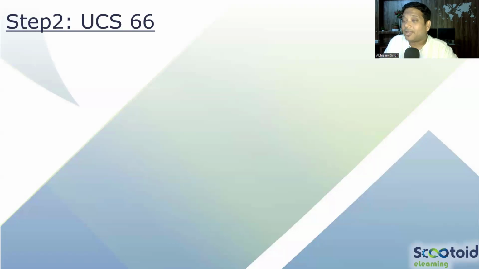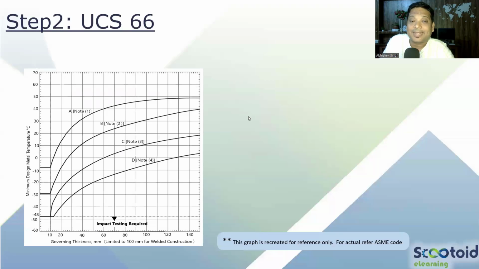So now if we are not able to take that exemption from UG 20F, that does not mean we have to perform impact testing. It means we can look for other clauses. What is the next clause which can give us some exemption if we are not able to get that exemption by 20F? We'll go to UCS 66, okay, for carbon steel and low alloy steel material.